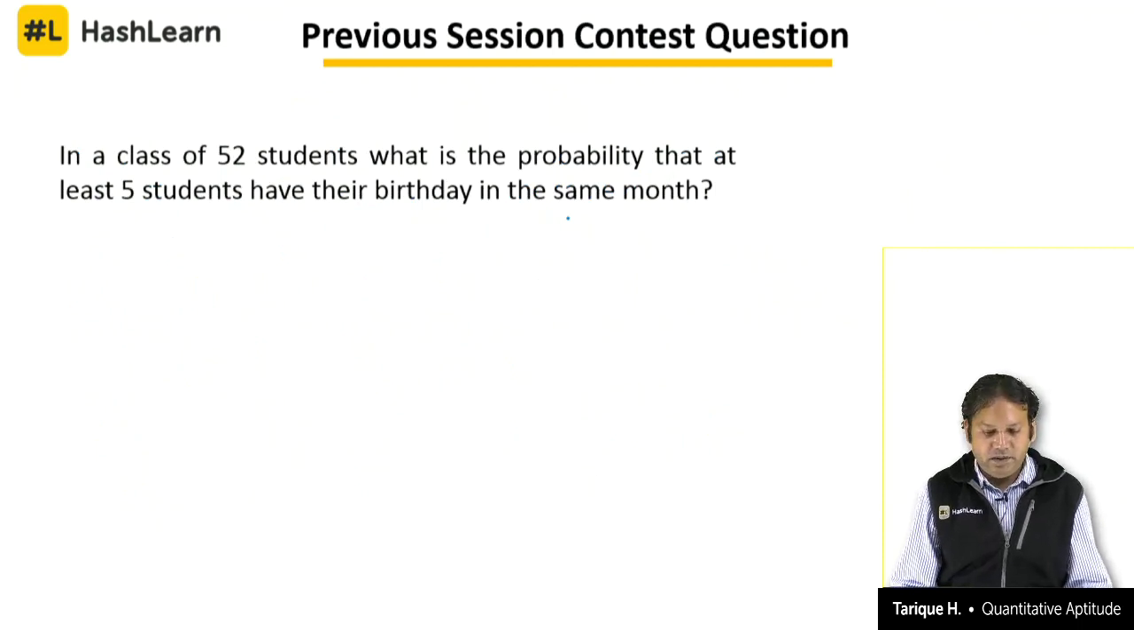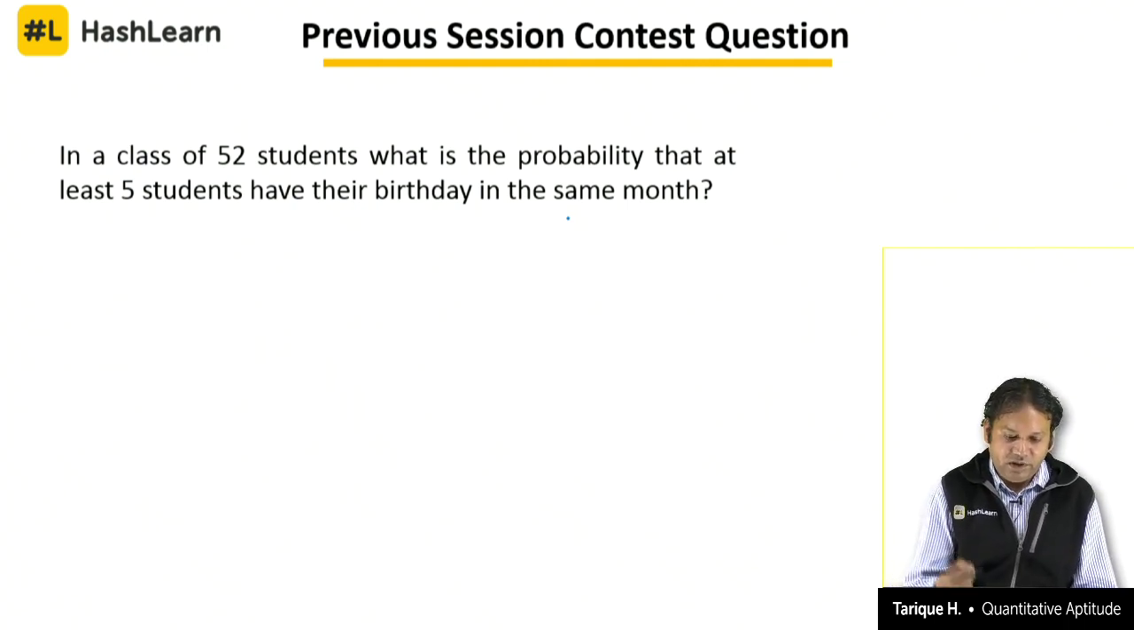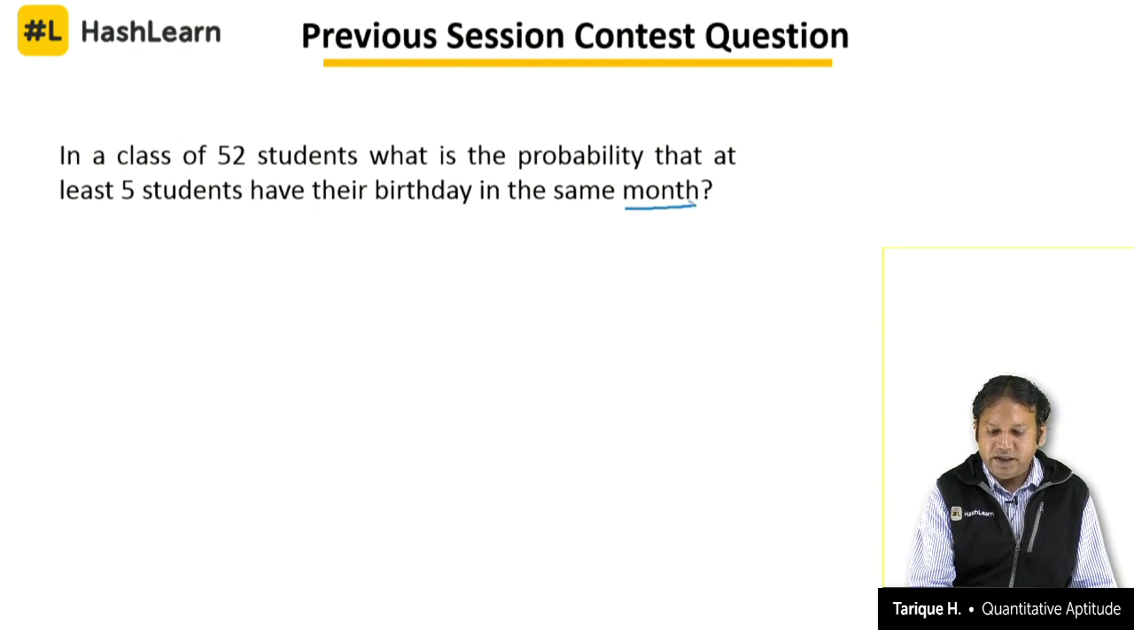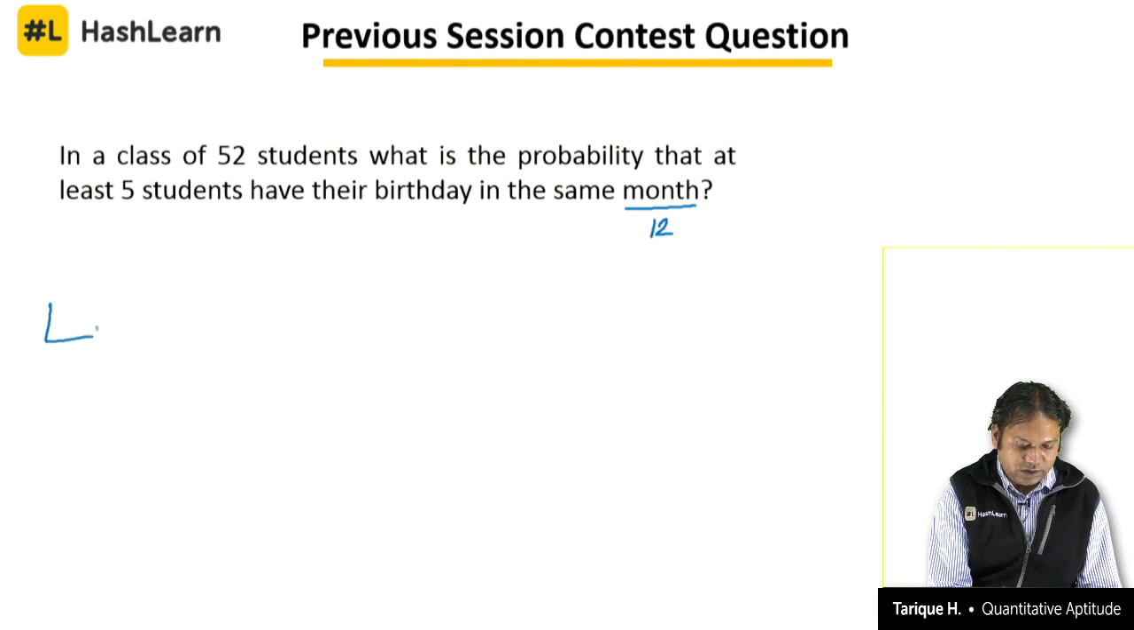Now let us take the question from the previous session contest. In a class of 52 students, what is the probability that at least 5 students have their birthday in the same month? Now again it becomes a confusing question for many students, but the way we simplify this, we think of how many months are there in a year? 12 months.